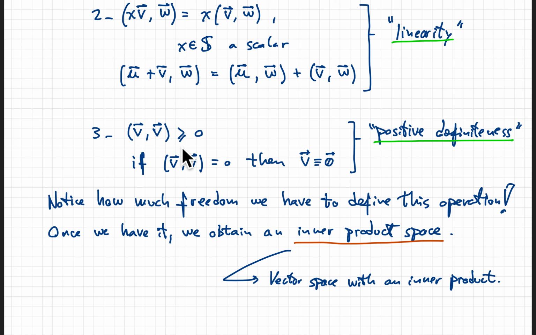And the extra condition that comes with this is that if it so happens that this bound is saturated, so if v with v is actually equal to 0, then that implies necessarily that our v is 0. So the 0 is the null element under the sum in your vector space. So again, this product is always going to be greater or equal to 0, but if it happens to be 0, then it must be that v is necessarily the 0 vector. In other words, this product can only be 0 if your vector is the 0 vector. And other than that, we have a lot of freedom to define this operation. And once we have it, we obtain what we call an inner product space. So in other words, a vector space armed with an inner product is an inner product space.